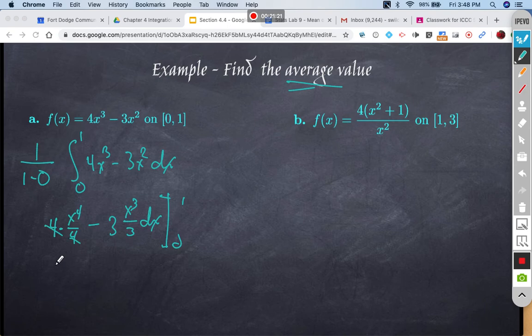So we got x to the 4th minus x to the 3rd, evaluated from 0 to 1. If we plug in 1 here, we get 1 minus 1 is 0. We plug in 0, we get 0 minus 0 is 0. So for this function, the mean value, the average value, is 0.